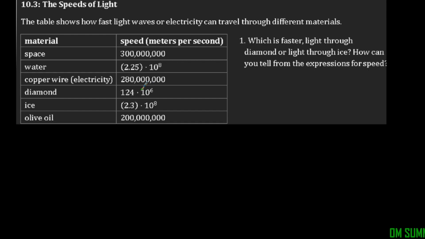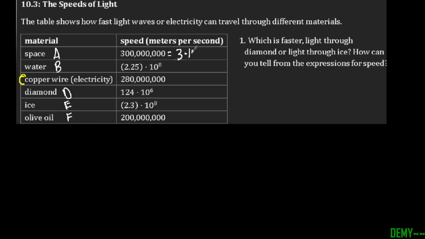through a different material. And so what we can do is this. I can label those materials with different letters. So I'll say space is A, water is B, copper is C, diamond is D, ice is E, and olive oil is F. So we're trying to figure out, okay, how can we rewrite some of these so that way it's a little bit easier to look at? Because what we have to do is we have to place these on a number line.